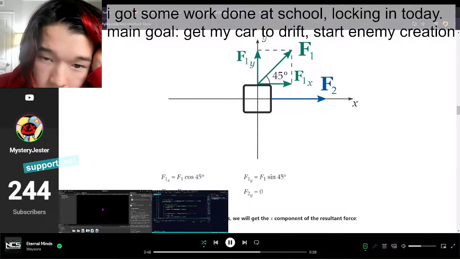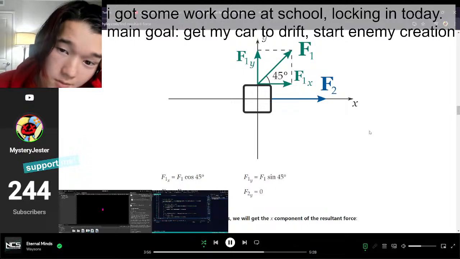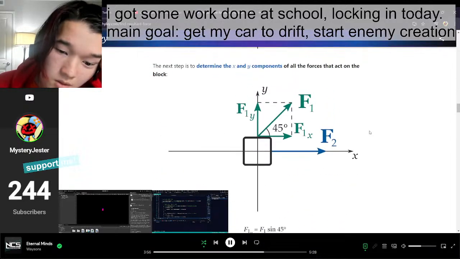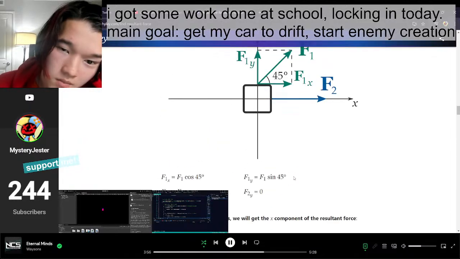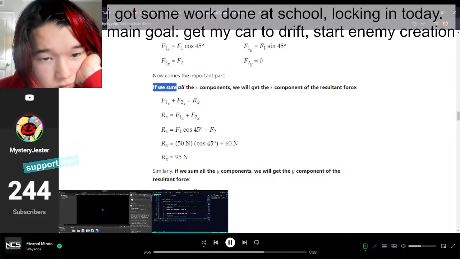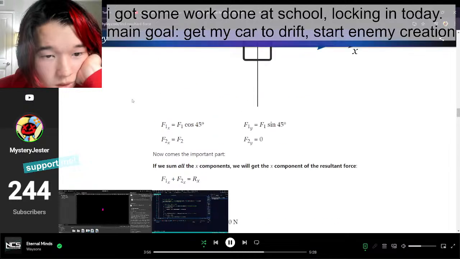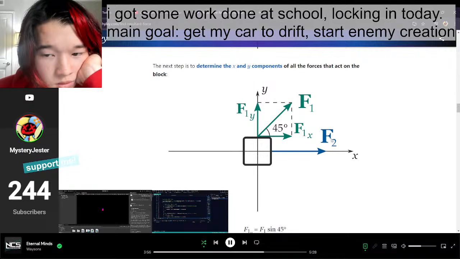Okay, this is what I'm looking at. F1y, F1x, blah blah blah. Using cosine and sine, we can plug this stuff in. If we sum all the x components, we get the x component of the resultant force. So F sub 1 sub x, F sub 2 sub x. So the x component of this, and the x component of this.